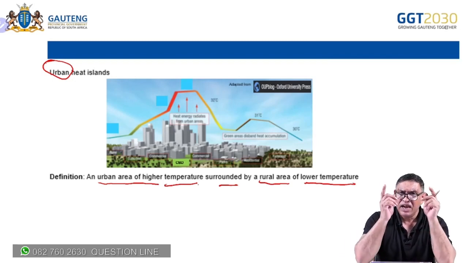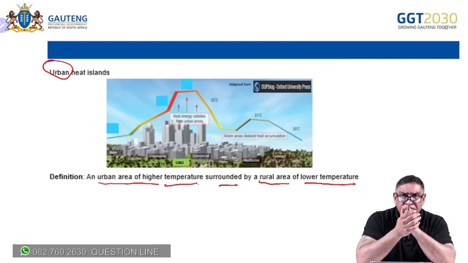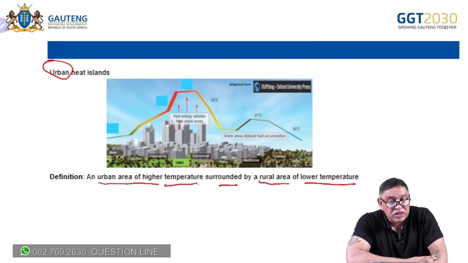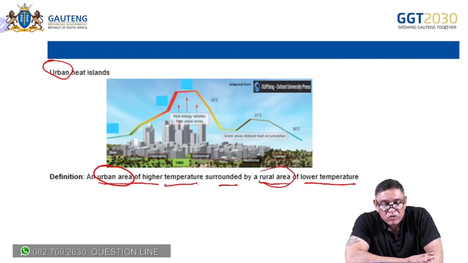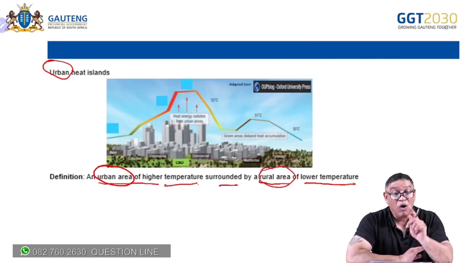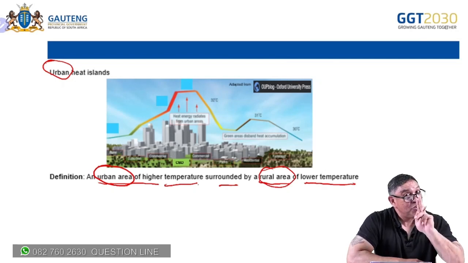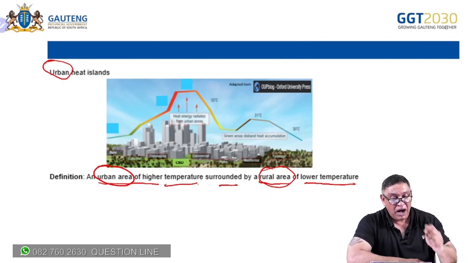If I say it's an area of higher temperature surrounded by an area of lower temperature, then I'm just defining a heat island. It's an urban heat island. So I have to talk about the urban area of highest temperatures surrounded by the rural area of lower temperatures. Again, I'm emphasizing the point, learners. It's 2 marks for definitions. So if we're not going to answer it fully, we're losing 2 full marks.